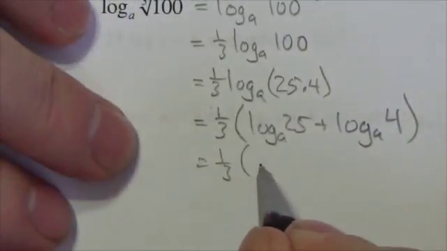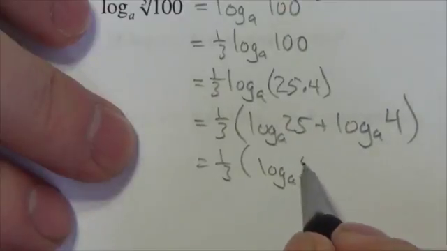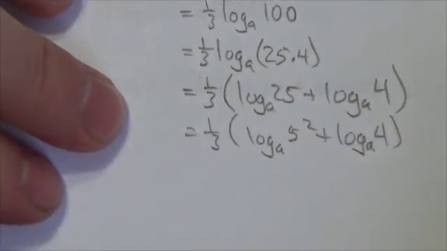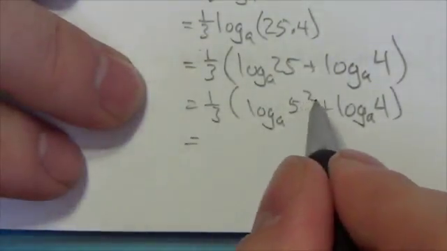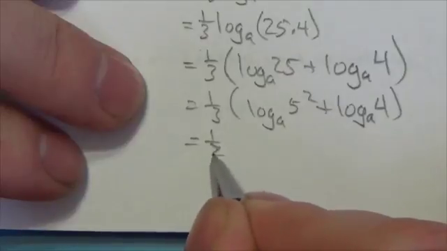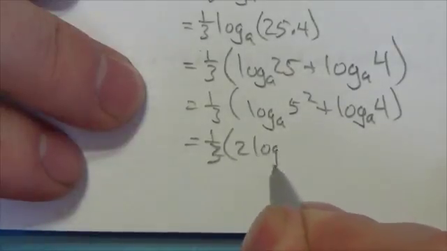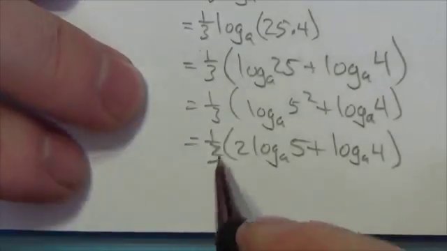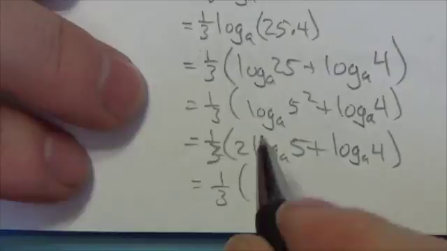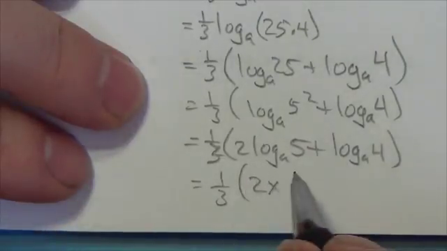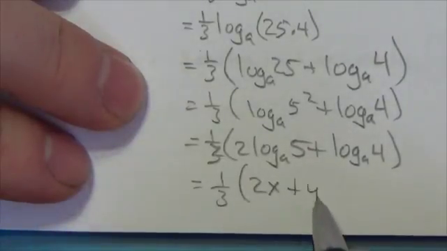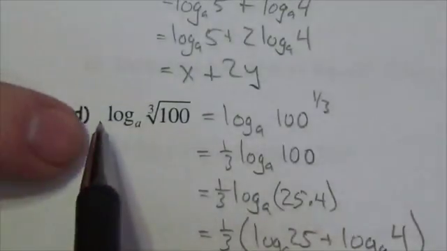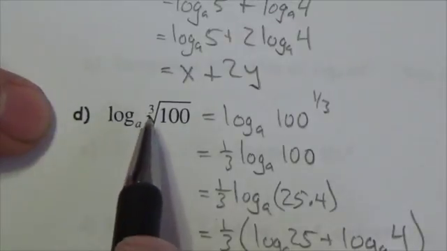Okay, now I know that 25 is going to be 5 squared. I don't really need to do anything with the log base a of 4. It's perfect, just the way it is. Let's bring down the exponent here, so that I'm dealing with just exactly the expression that I want to work with here. That's the log base a of 5. Okay, so this is going to be 1/3. Log base a of 5 is x, so 1/3 of 2x plus y. So there we go. 1/3 of 2x plus y is going to be equal to, okay, the log base a of the cube root of 100.